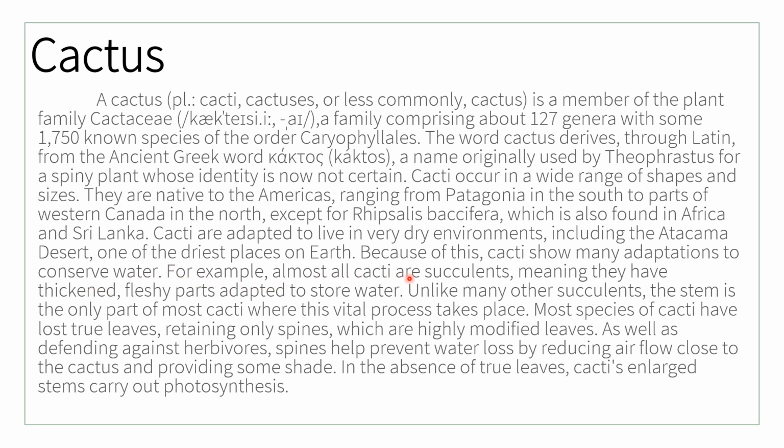For example, almost all cacti are succulents, meaning they have fleshy parts adapted to store water. Unlike many other succulents, the stem is the only part of most cacti where this vital process takes place. Most species of cacti have lost true leaves, retaining only spines, which are highly modified leaves. As a defense against herbivores, spines help prevent water loss by reducing airflow close to the cactus and providing some shade. In the absence of true leaves, cacti's enlarged stems carry out photosynthesis.